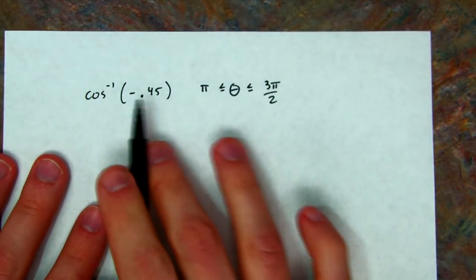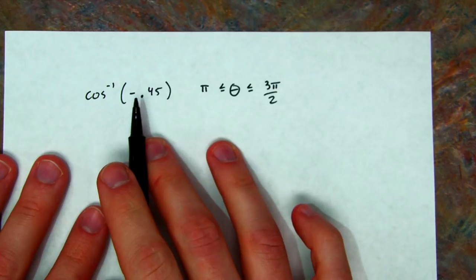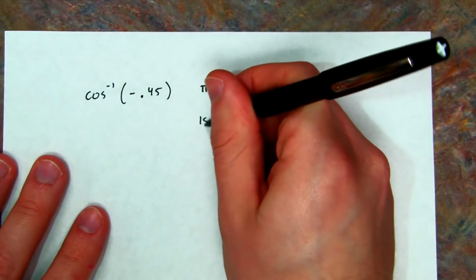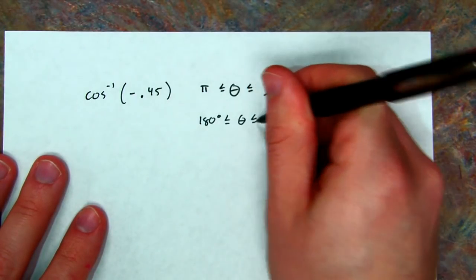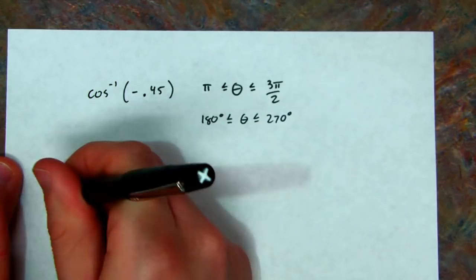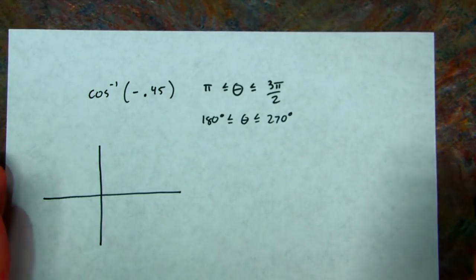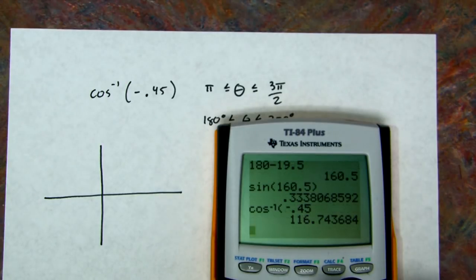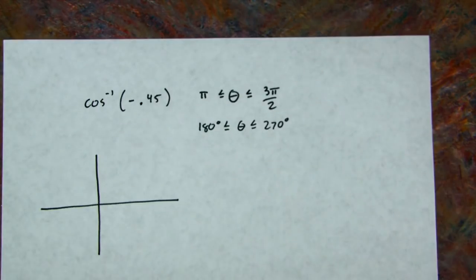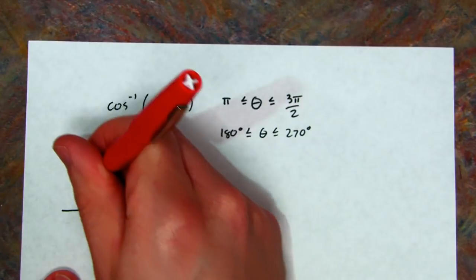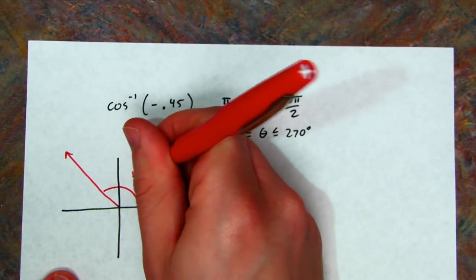So I need to find an angle that has a cosine value of negative 0.45, and I need to give the answer between 180 degrees and 270 degrees. So again, I'm going to start here with a picture. So let's evaluate. Cosine inverse of negative 0.45 comes out to be 116.7 degrees.